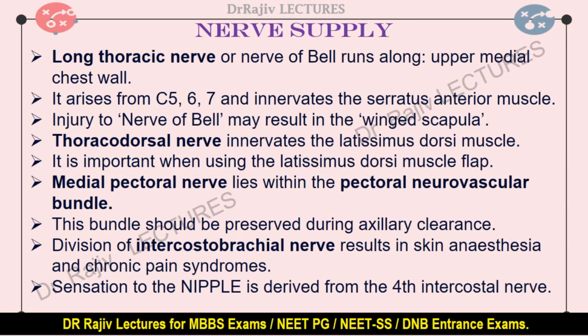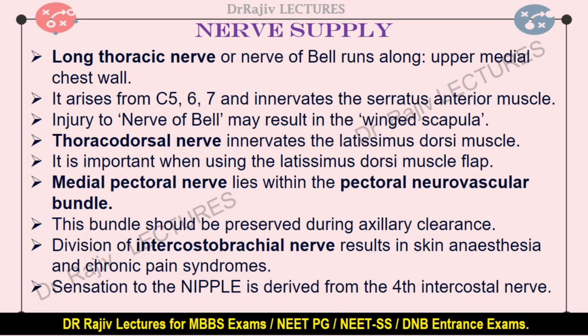Nerves relevant to breast surgery or breast trauma are long thoracic nerve, also known as external respiratory nerve of Bell, thoracodorsal nerve, medial pectoral nerve, pectoral neurovascular bundle, and intercostobrachial nerves. The long thoracic nerve is also known as the external respiratory nerve of Bell. It runs downwards along the upper medial chest wall. It arises from the 5th, 6th, and 7th cervical nerve roots and innervates the serratus anterior muscle.